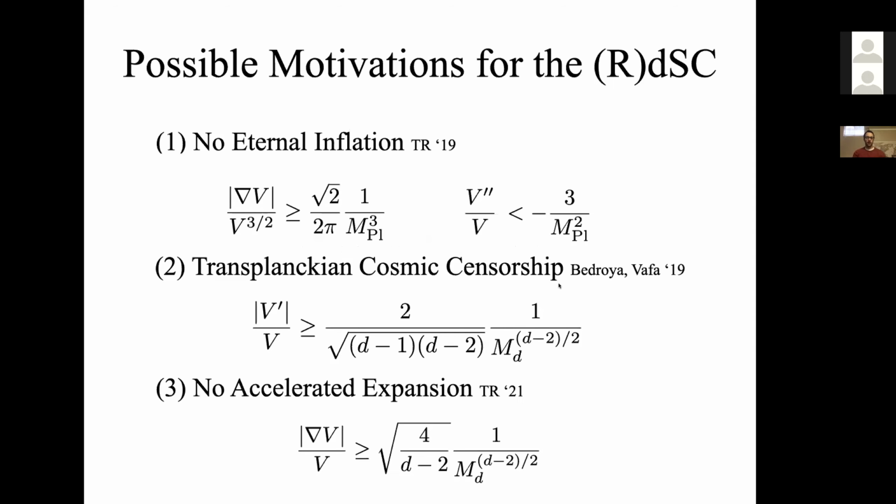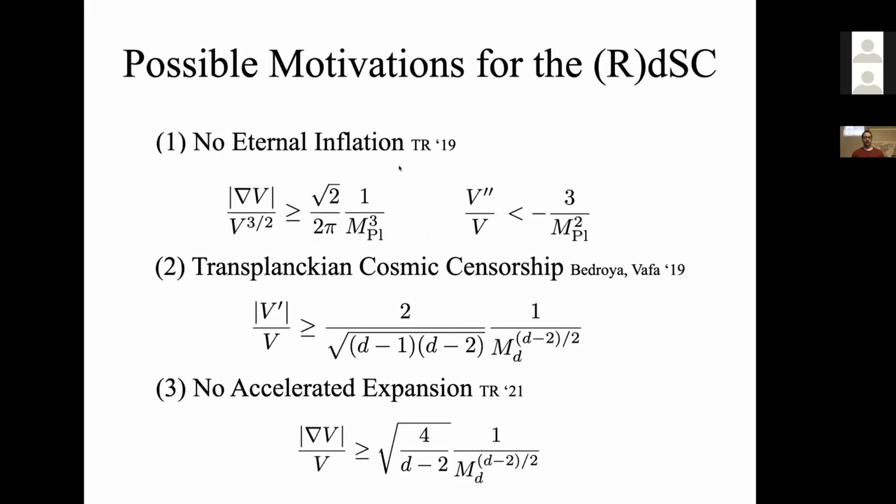So first of all, you remember what motivated this whole talk was the question of trying to find some sort of underlying physical motivation for the de Sitter conjectures. And from what we've seen, I want to posit that there are 3 noteworthy possible physical motivations that are worth discussing. The first one, which I mentioned in this paper from 2019, is the no eternal inflation condition.